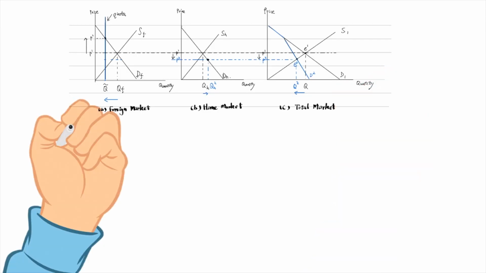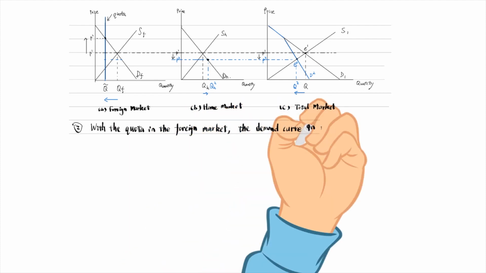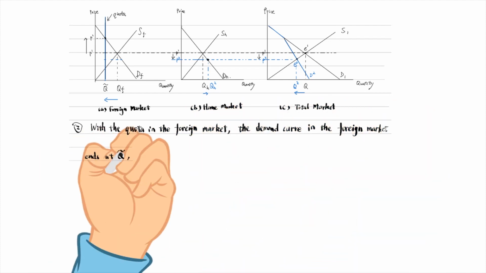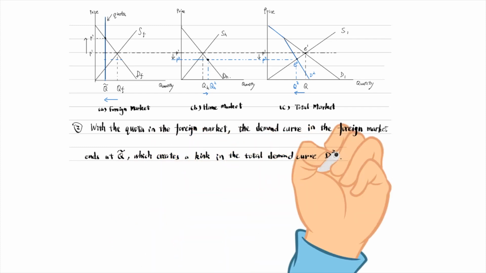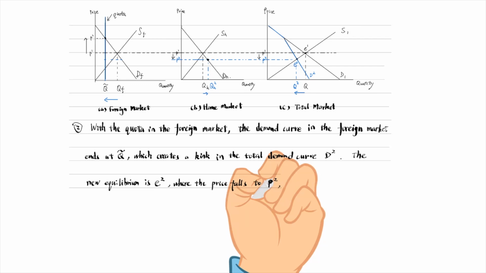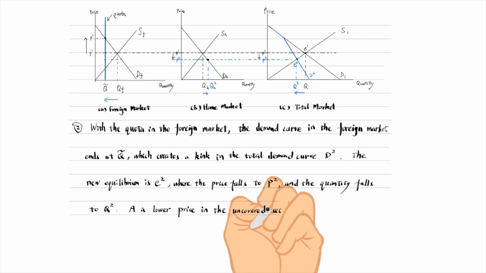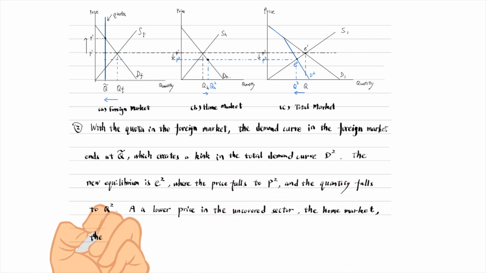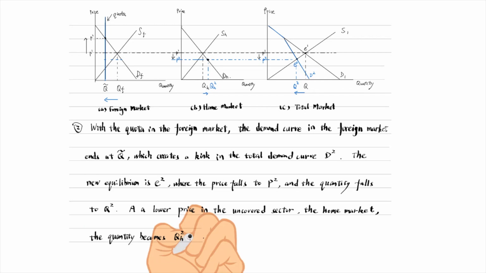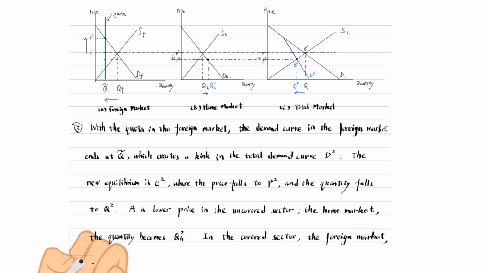In the second step, we determine the equilibrium with the quota. With the quota in the foreign market, the demand curve in the foreign market ends at Q tilde, which creates a kink in the total demand curve, D2. The new equilibrium is E2, where the price falls to P2 and the quantity falls to Q2. At a lower price in the uncovered sector, the home market, the quantity becomes QH2. In the covered sector, the foreign market, the quota raises the price to P2.